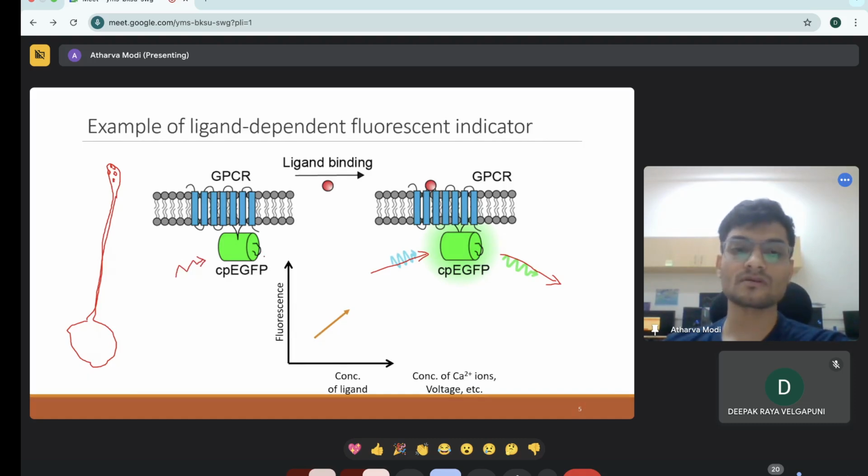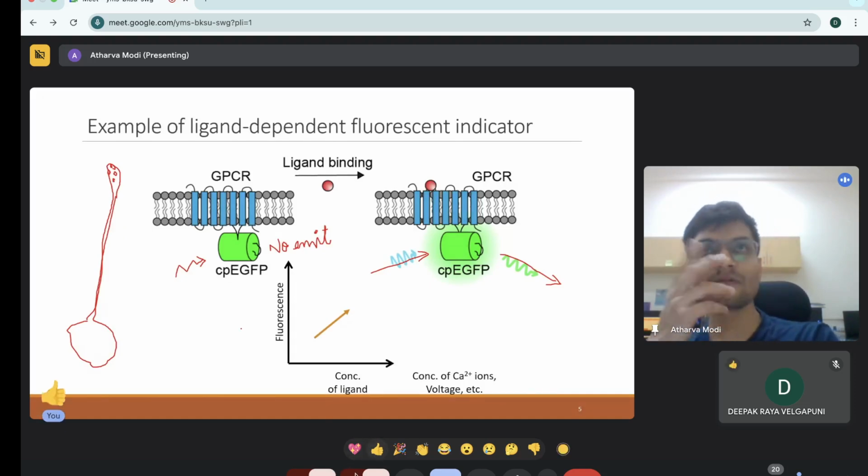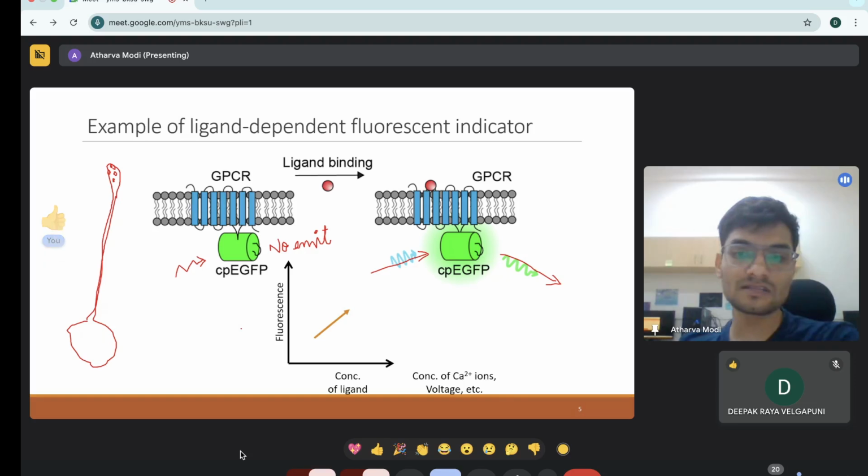Okay. So no emission. So that ligand binding is very important to emit something. Yes, that makes it a sensor for this particular ligand. Now, as Deepak also pointed out, this light we are shining.